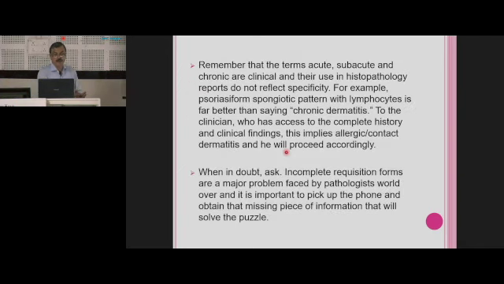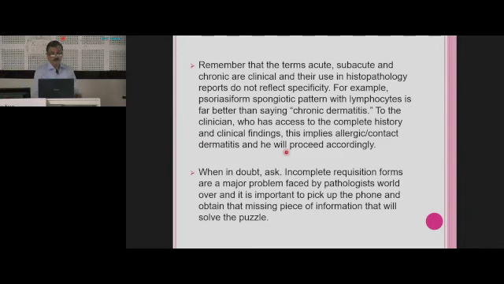Remember that the terms acute, subacute, and chronic are clinical terminology. Their use in histopathology reports does not reflect any specificity. For example, the psoriasiform spongiotic pattern with lymphocytes is a far better description than writing down chronic dermatitis. To the clinician who has access to the complete history and the clinical findings, this implies allergic contact dermatitis and will proceed accordingly. Do not write down terminology like chronic dermatitis.